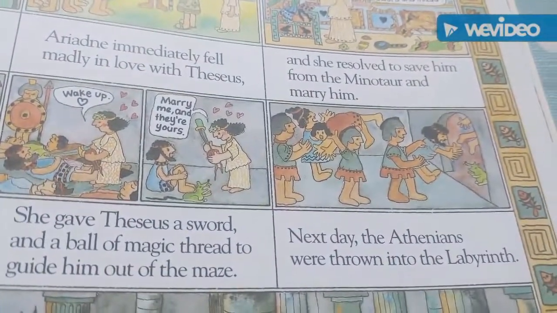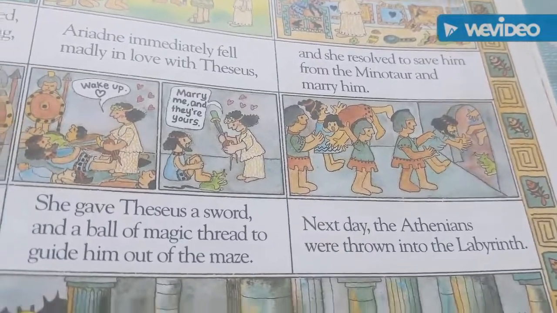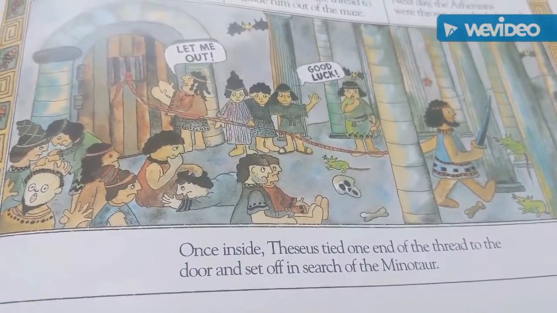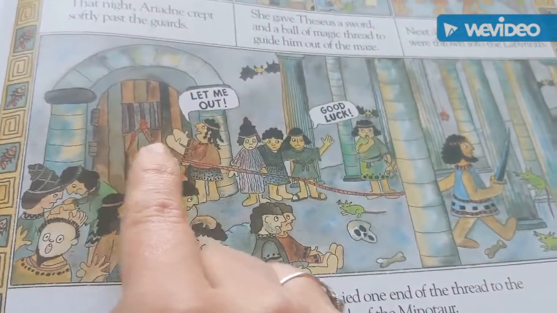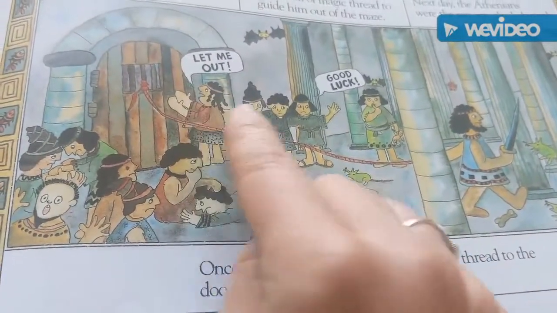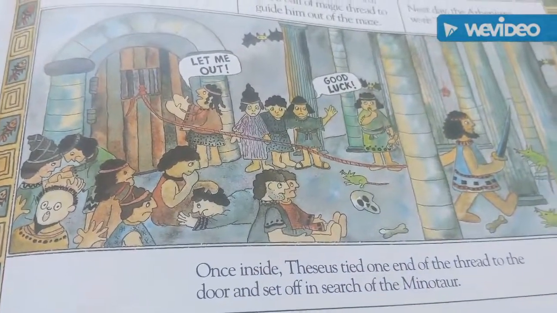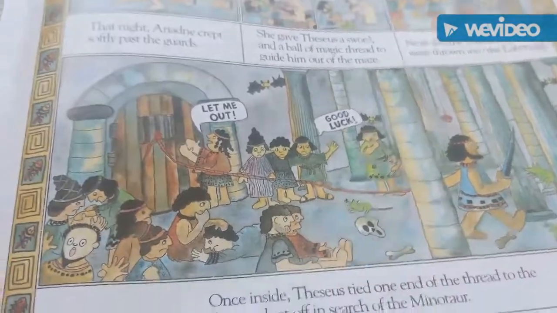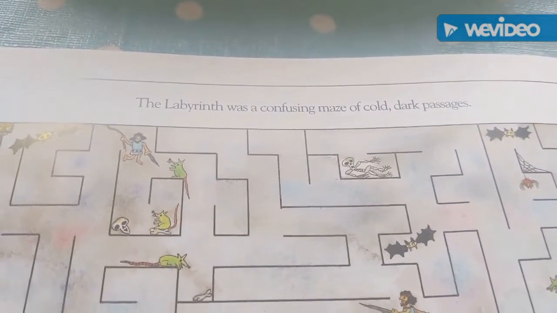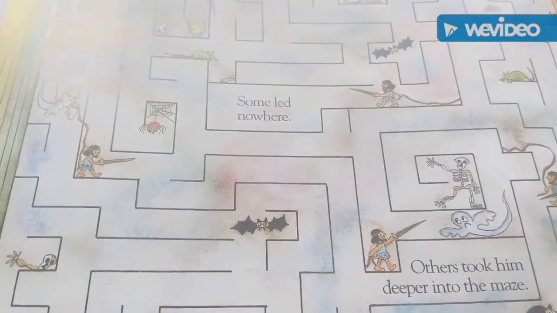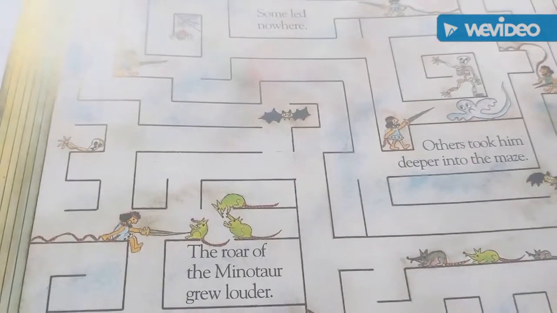Next day, the Athenians were thrown into the labyrinth, which remember is the kind of maze where the Minotaur lives. Once inside, Theseus tied one end of the thread to the door, you can see it there, so that he can find his way out, and set off in search of the Minotaur. And you can see the other children saying, "Let me out!" And they're saying, "Good luck," as Theseus marches off. And you can see that it looks a bit horrible in the labyrinth. We've got bats and bones and rats. The labyrinth was a confusing maze of cold, dark passages. Some led nowhere. Others took him deeper into the maze. The roar of the Minotaur grew louder.